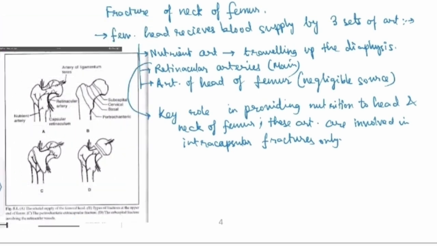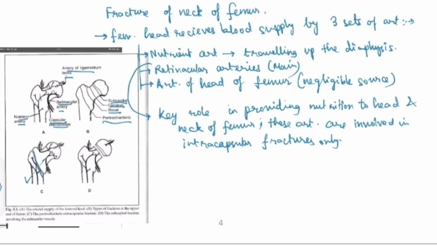So what you can basically see is that these are the retinacular arteries. This is the capsular retinaculum, this is the nutrient artery, and this is the artery of the head of femur. This is the basal type of fracture, cervical and subcapital type of fracture. In this fracture, no problem, the head is secured by these arteries. But in this type of neck of femur fracture, these arteries are disconnected, so the main supply is lost. Thus, the femoral head gets damaged. Okay, thank you. Now we'll continue with the knee joint discussion in the later lectures.